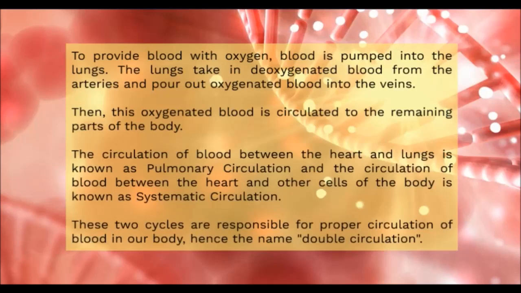To provide blood with oxygen, blood is pumped into the lungs. The lungs take in deoxygenated blood from the arteries and pour out oxygenated blood into the veins. Then, this oxygenated blood is circulated to the remaining parts of our body. The circulation of blood between the heart and lungs is known as pulmonary circulation, and the circulation of blood between the heart and the other cells of the body is known as systemic circulation. These two cycles are responsible for proper circulation of blood in our body, hence the name double circulation.